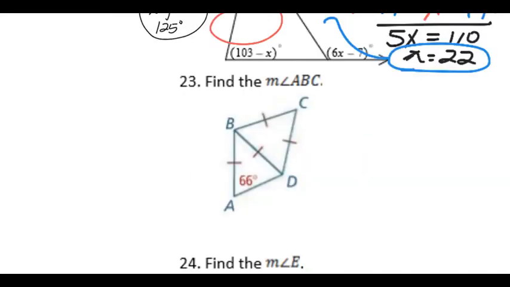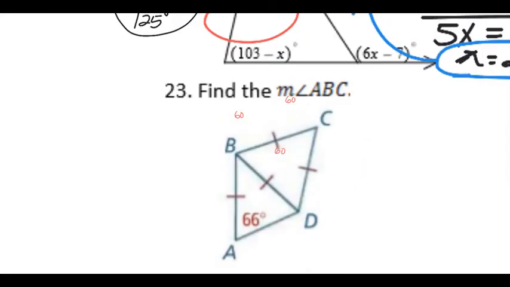Problem number 23. Since triangle BCD is an equilateral, we also know that all the angles measure the same, and since they're all 180, if we divide by 3, each one is 60. So this will help us when finding out the measurement of angle ABC. By the way, we're looking for angle ABC.